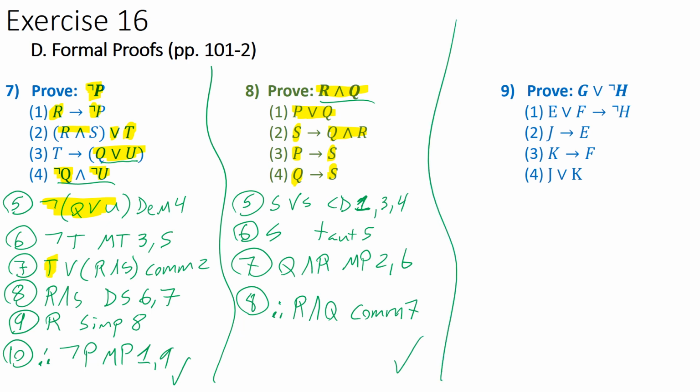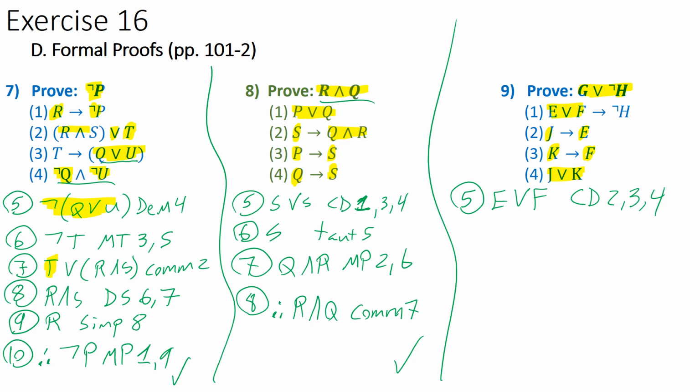For 9, we want to prove the disjunction G or not H. And let's see. Well, we do have J or K. Looks like we have another constructive dilemma because if J is the case, then E is the case. If K is the case, then F is the case. We'll say E or F because we have a constructive dilemma, 2, 3, and 4. And that appears as the antecedent.